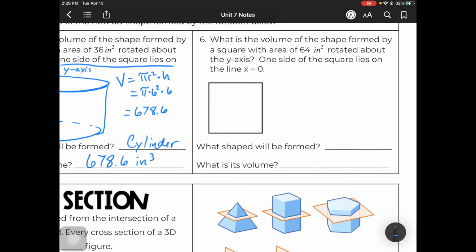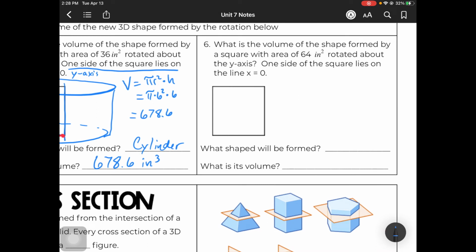Now I want you to take some time and pause the video and try and do number 6 on your own. Again, it's the same idea. When it says that one side of the square lies on the line x equals 0, not the x-axis, that's the y-axis. All right, that's that line. We're going to rotate around that line. So we're going to get the cylinder shape again. But the area of this square is 64 square inches. So I want you to take a moment, do this problem just like the last one, and find the volume of this cylinder.